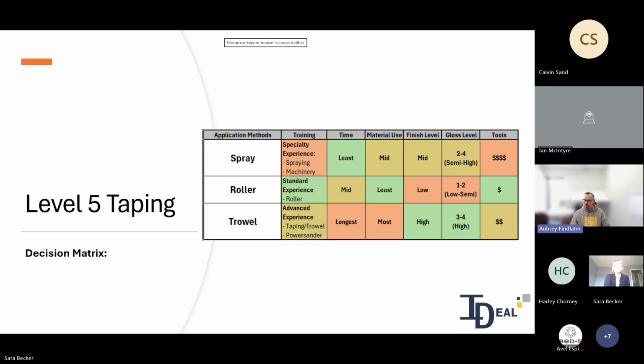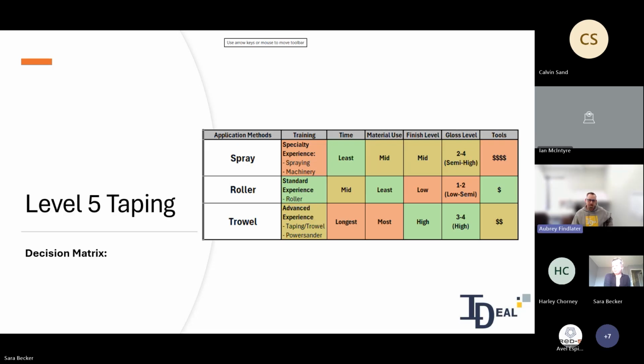The gloss levels, 2 to 4, Sarah, I'm not too sure. Yeah, so that's like an eggshell to maximum, like a high gloss. I would say actually closer to a semi-gloss, honestly. Okay for semi. Yeah, I wouldn't go high gloss. Sorry, correcting myself. I wouldn't go higher than a semi-gloss using spray.